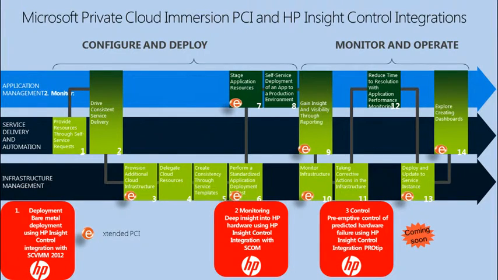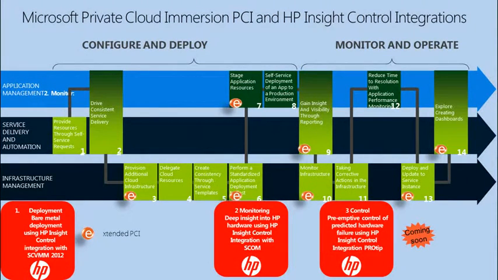Once you've deployed and you're monitoring, you want to be able to control. Now, Microsoft showed this morning that if there's extra load in a private cloud environment, then Microsoft System Center Virtual Machine Manager can deploy additional physical machines into that environment. Let's say, and this never happens, but sometimes HP machines might fail. With our PRO tip integration, you can catch a failure before it occurs.